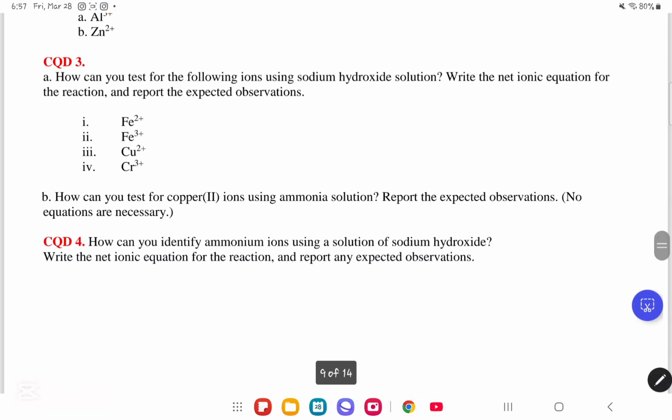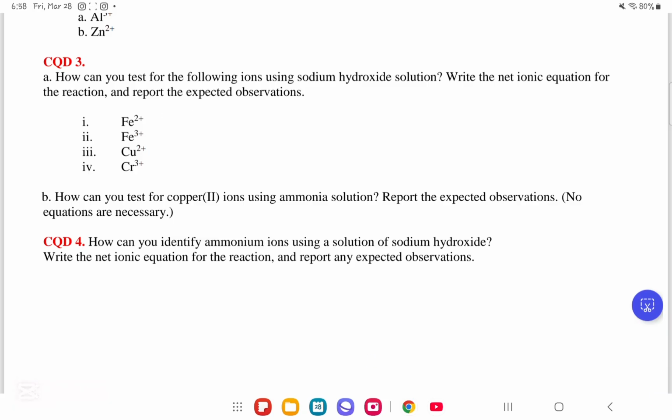We move on to CQD number 3. In CQD number 3, they said, how can you test the following ions using sodium hydroxide solution? Write the net ionic equation and report the expected observations. So you're going to add NaOH to each of these, and it's going to form a product. Each product has a different color because, again, we're dealing with Fe2+, Fe3+, Cu2+, and Cr3+.